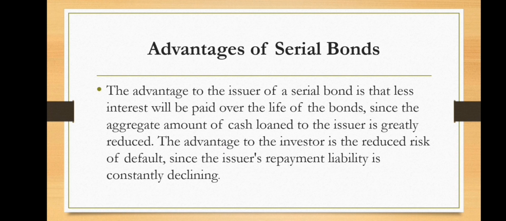The advantage to the issuer of a serial bond is that less interest will be paid over the life of the bonds, since the aggregate amount of the cash loan to the issuer is greatly reduced. The advantage to the investor is the reduced risk of default, since the issuer's repayment liability is constantly declining. So, meaning to say, serial bonds help issuers reduce the risk of delaying the payment of the debt.